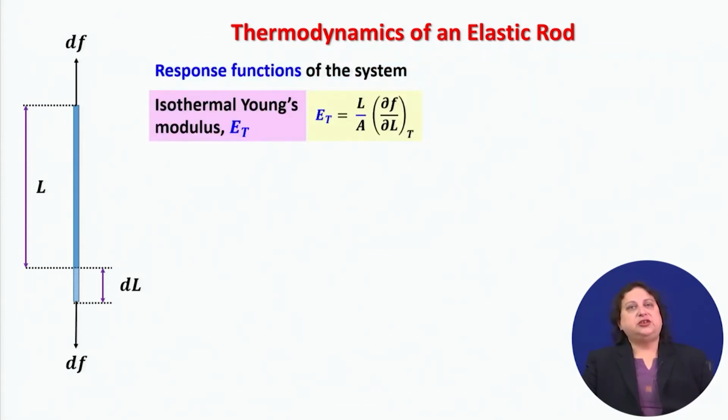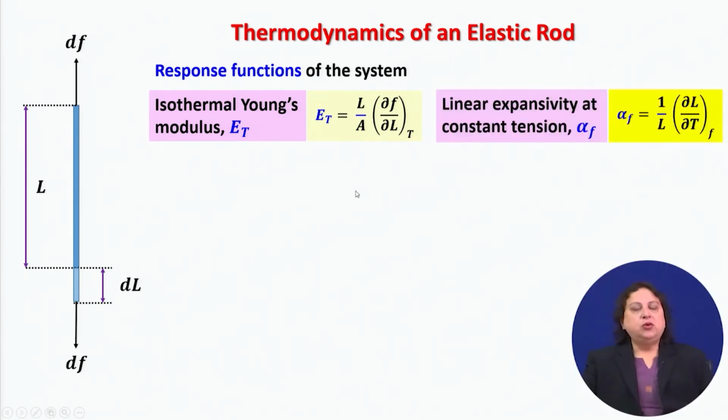Therefore, to estimate the change in entropy, the first response function that I identify here is the isothermal Young's modulus. Now, if I look for another response function which will turn out to be useful here, I find that the second response function that I am going to use here is linear expansivity at constant tension. So, this is alpha f. Alpha f by definition is the fractional change in length of the rod with respect to temperature at constant tension.